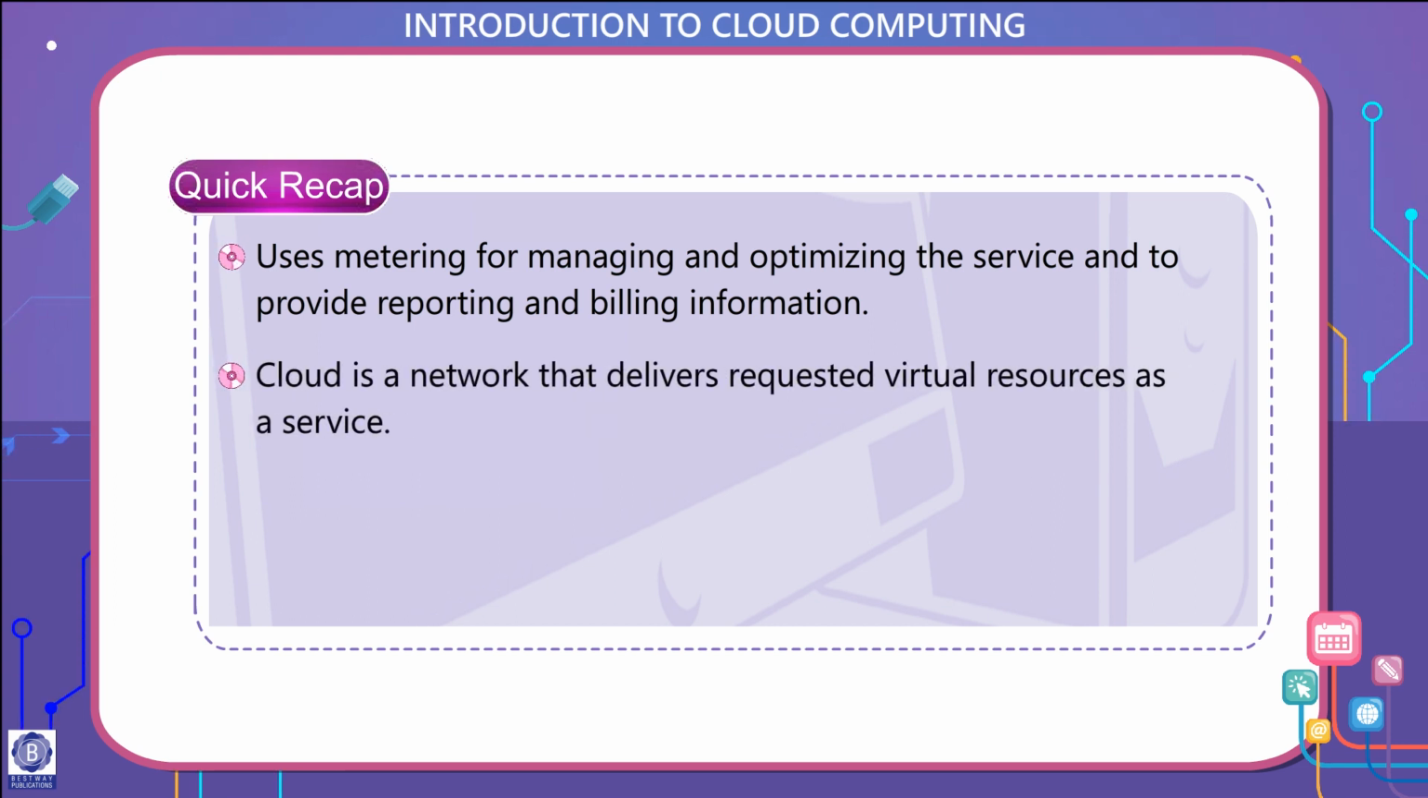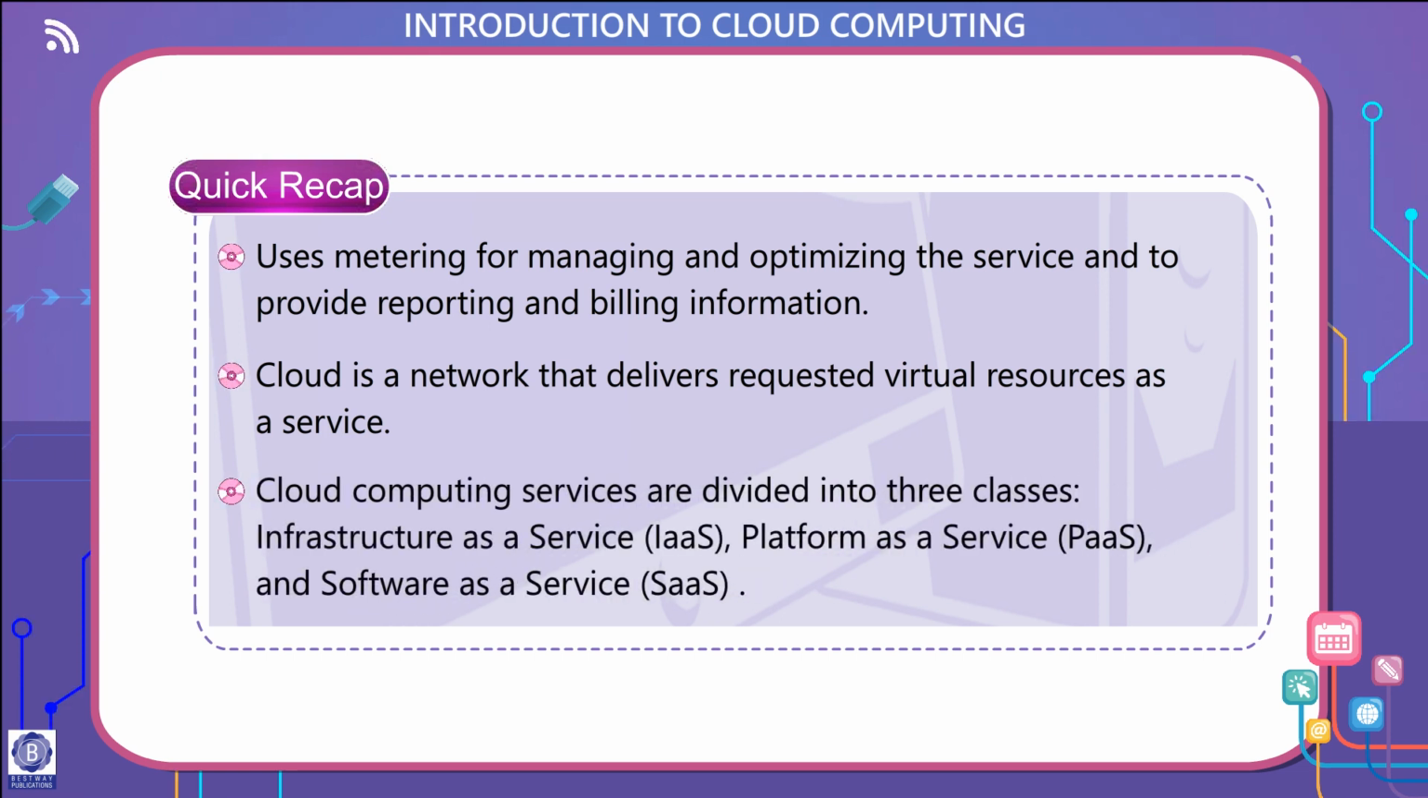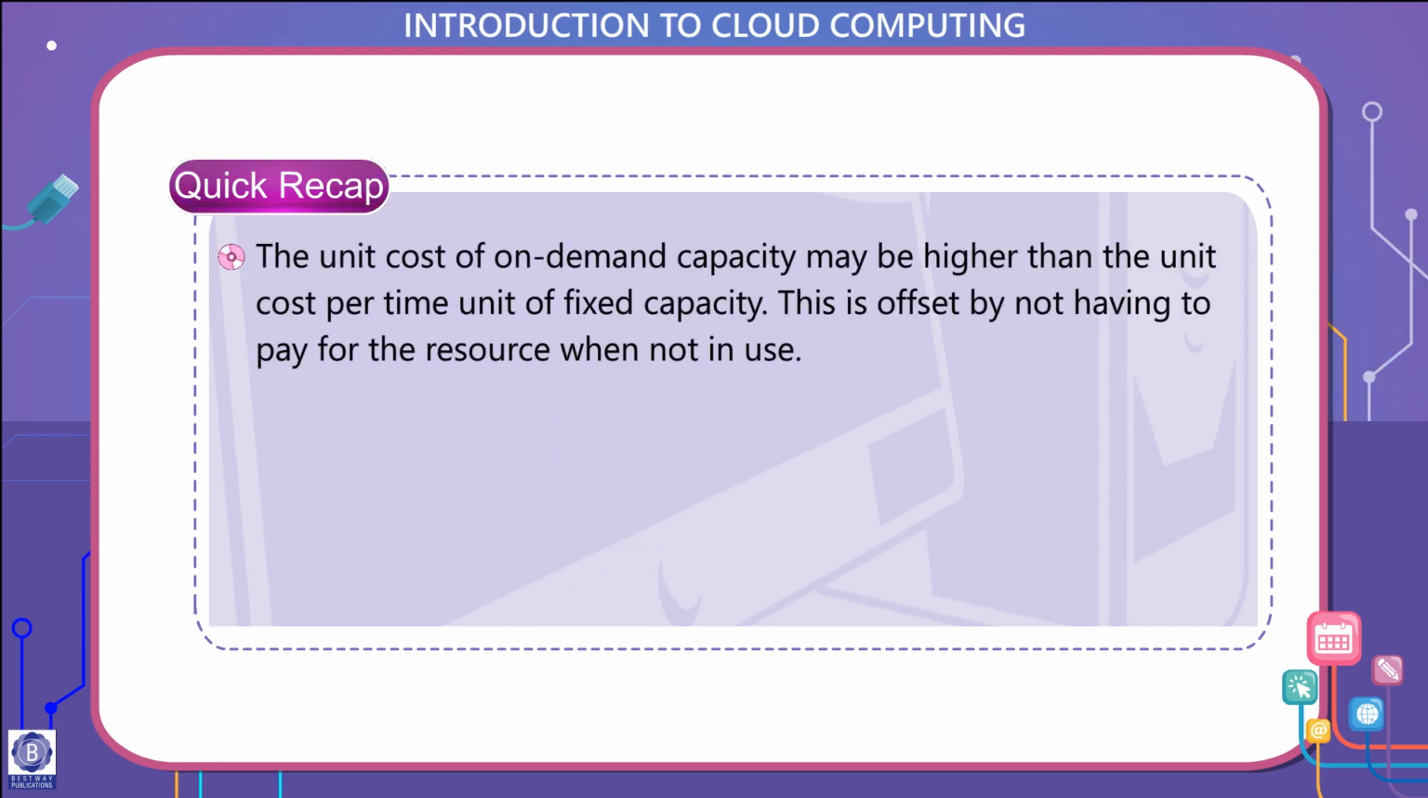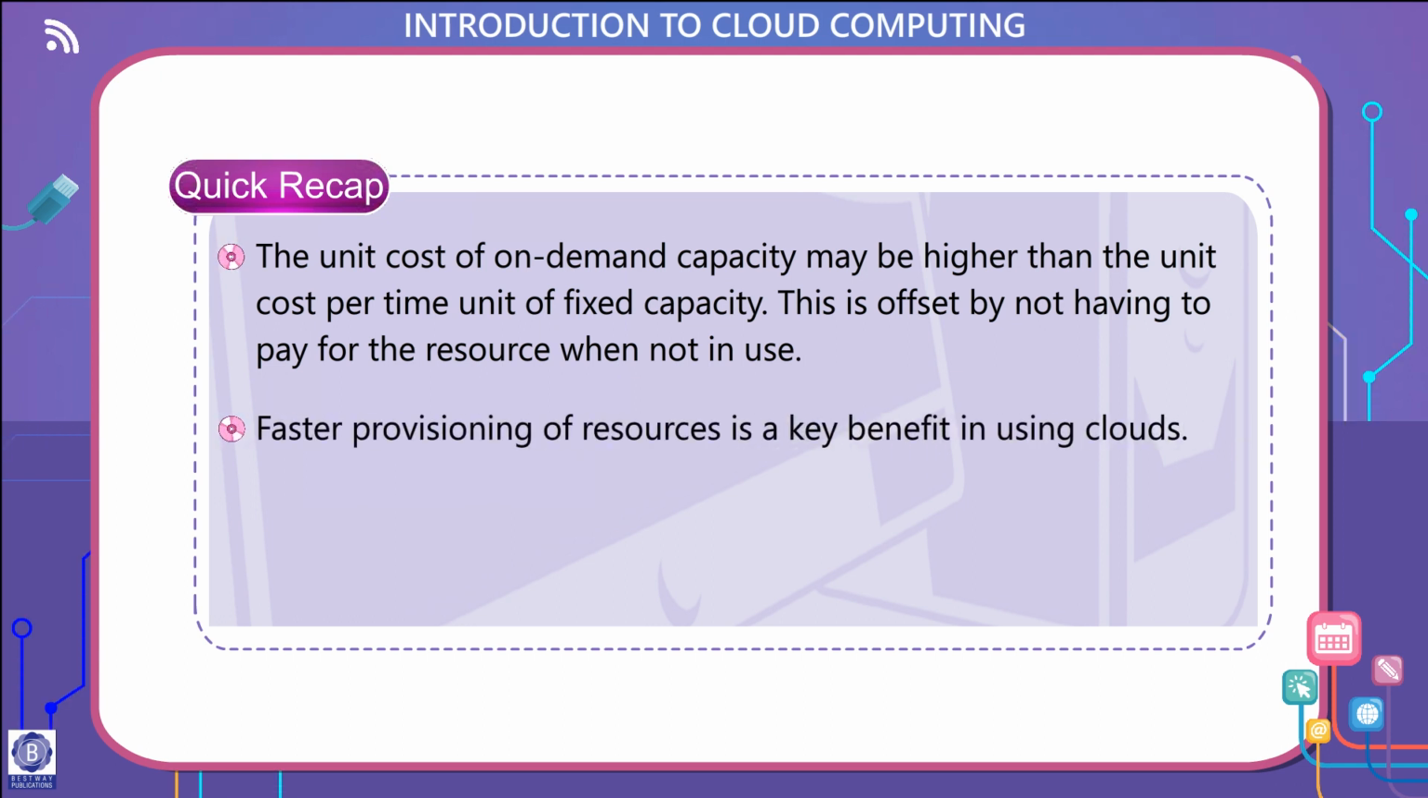Cloud is a network that delivers requested virtual resources as a service. Cloud computing services are divided into three classes: Infrastructure as a Service, IaaS, Platform as a Service, PaaS, and Software as a Service, SaaS. The unit cost of on-demand capacity may be higher than the unit cost per time unit of fixed capacity. This is offset by not having to pay for the resource when not in use. Faster provisioning of resources is a key benefit in using clouds.